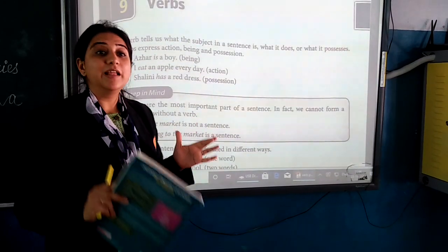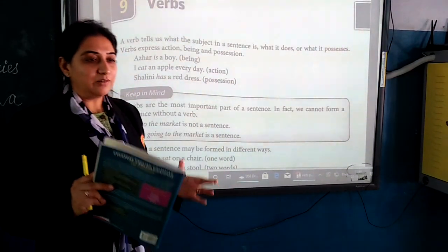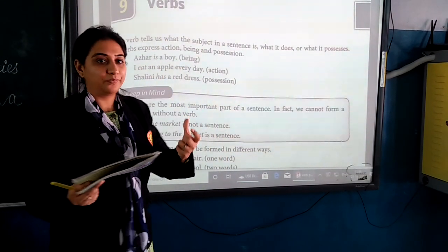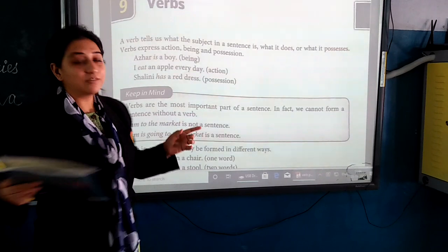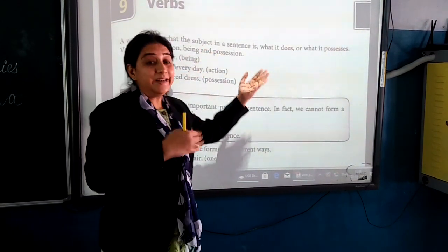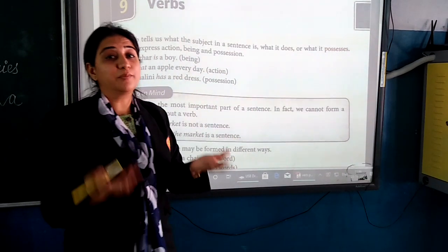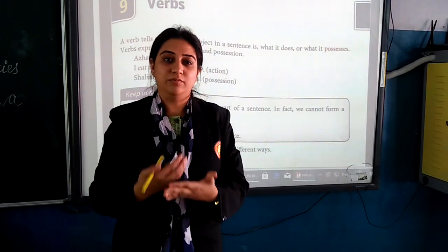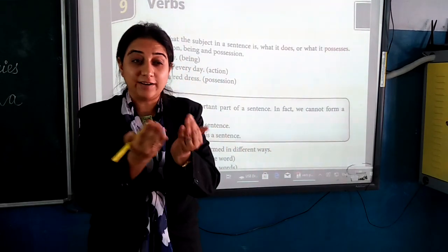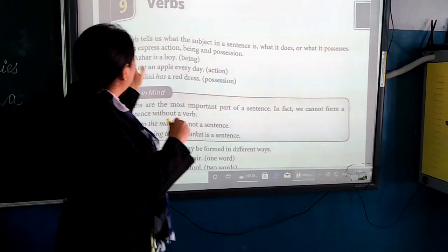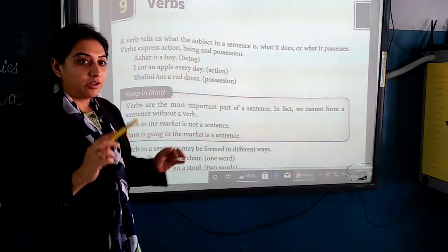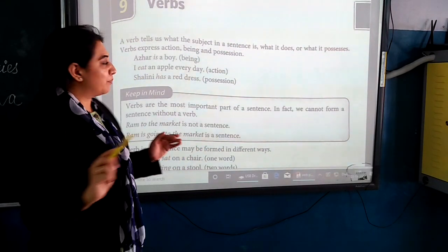So let's read it. Let's learn some examples so that we are clear with the verbs. So what is a verb? A verb tells us what the subject is, what it does, meaning action, or what it possesses. Possesses means when we have something. So what it is, what it does, and what it possesses, that is said to be a verb. A verb expresses action, being and possession. So let us see examples one by one.